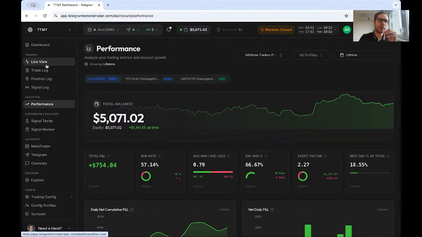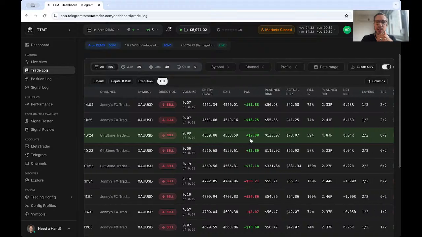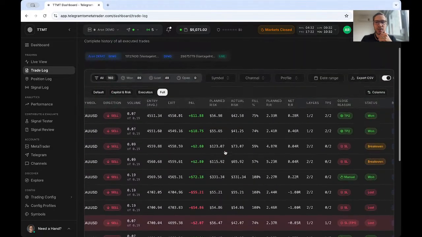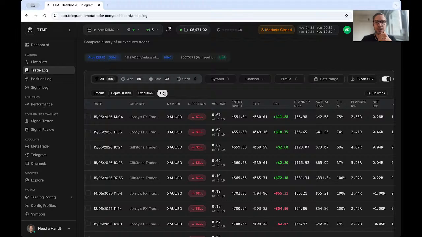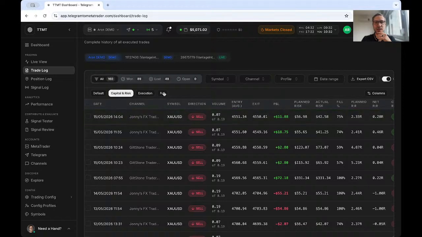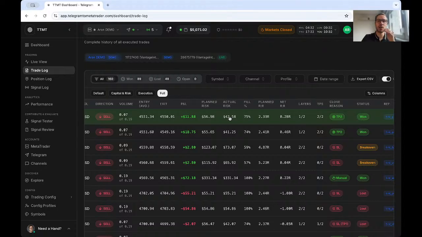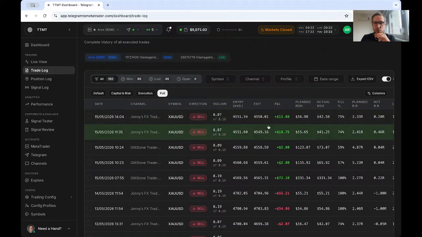So it is what it is, a cool performance page where you can watch your trades, where you can dig deeper within the signals and the executions, and the trade log is the place for that. You can see all your executed trades here with some very detailed stats. Now we are on the full mode, but you can also filter it to execution related data only, or capital and risk data, but let's keep it with the full. You can see all different kinds of data here, like the number of layers, the number of take profits, the planned risk, then the actual risk, what the place used for execution.